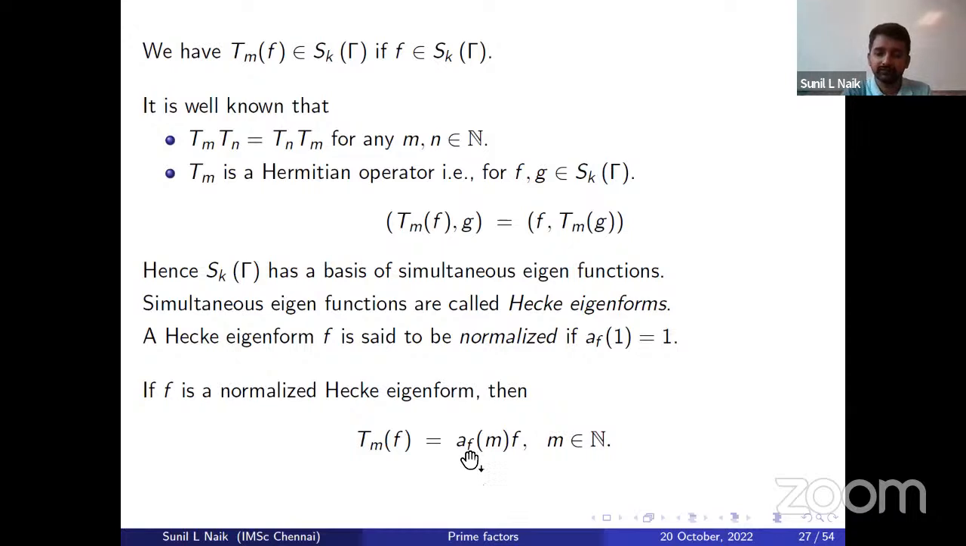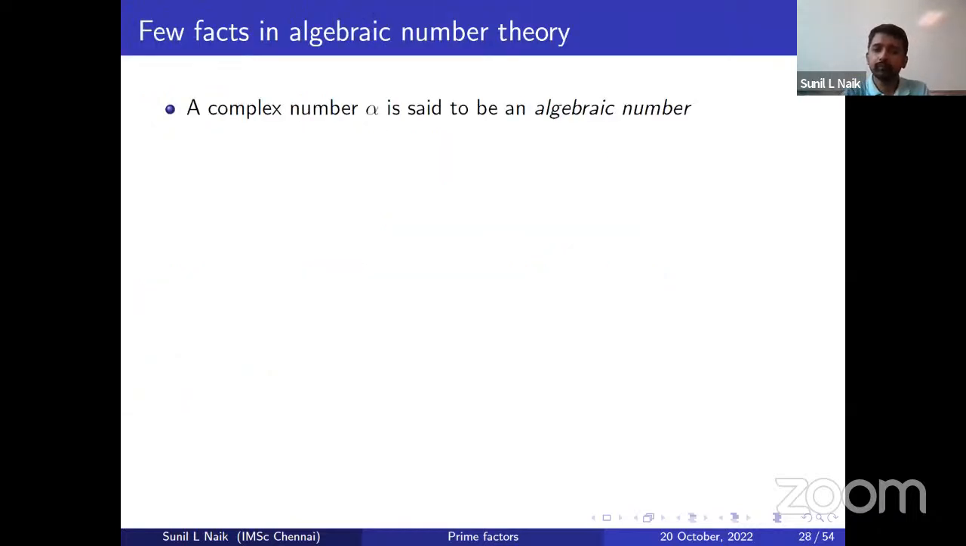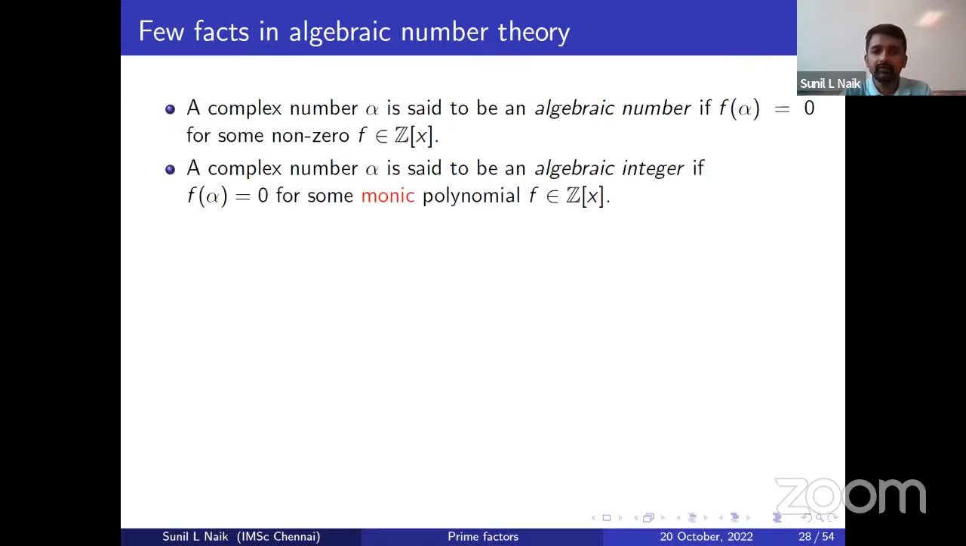Before going further, let me recall a few facts from algebraic number theory. A complex number alpha is called an algebraic number if there exists a non-zero polynomial f with integer coefficients such that f(alpha) is equal to 0. It is called an algebraic integer if f is a monic polynomial for which f(alpha) is equal to 0. A number field is a finite field extension of Q.